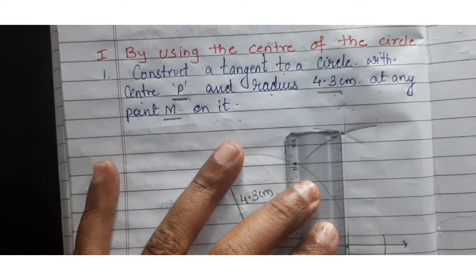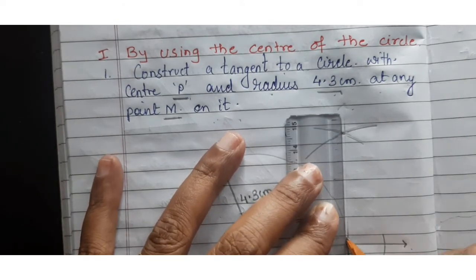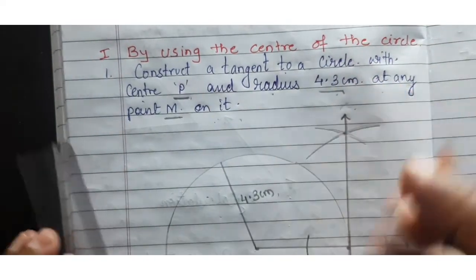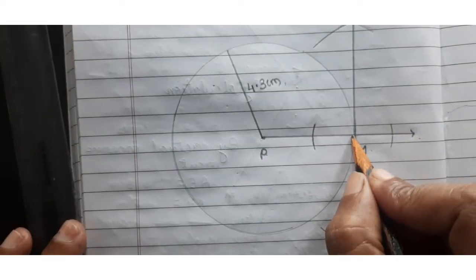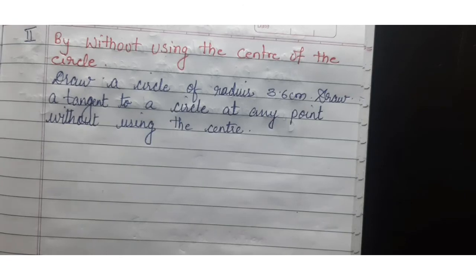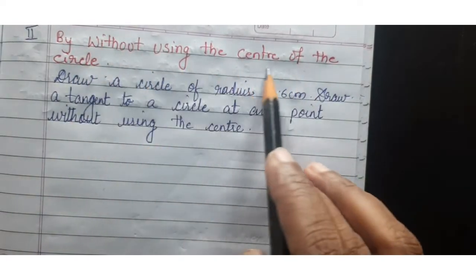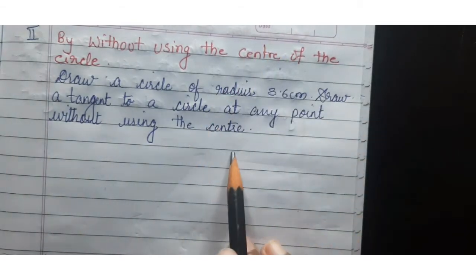So be very keen while drawing. Right. So this is what is the tangent to the circle. Now here we are going to draw the tangent to the circle without using the center of the circle. Okay. Now how we are going to draw this, that we are going to see.